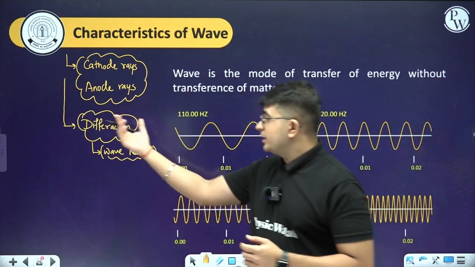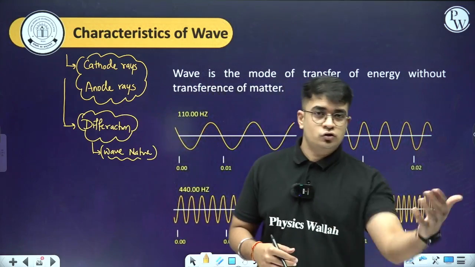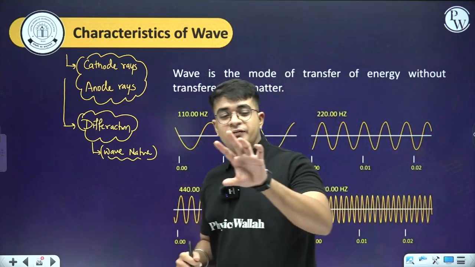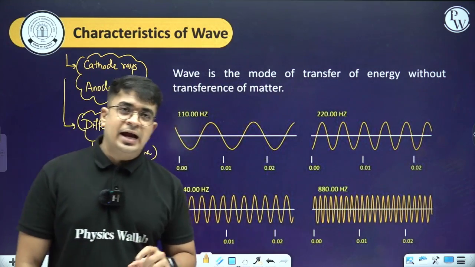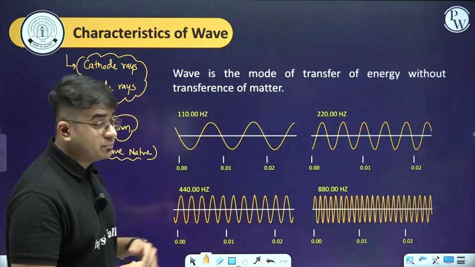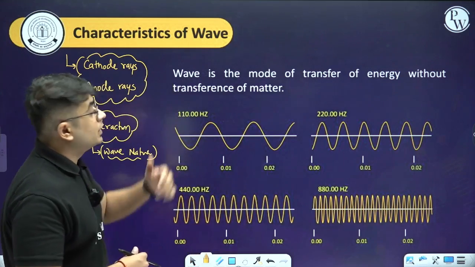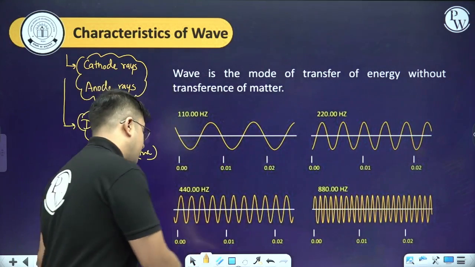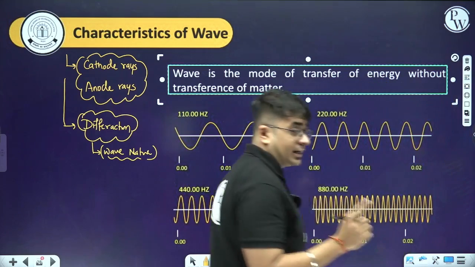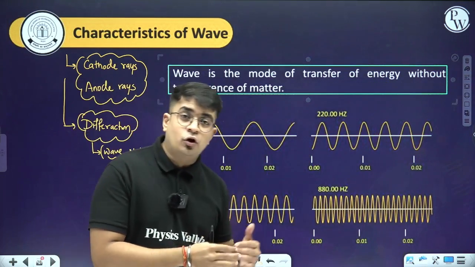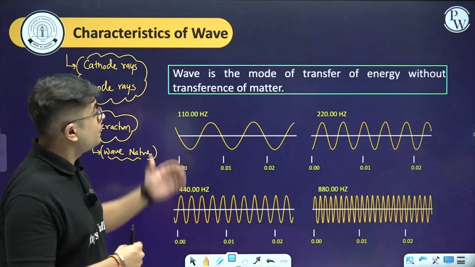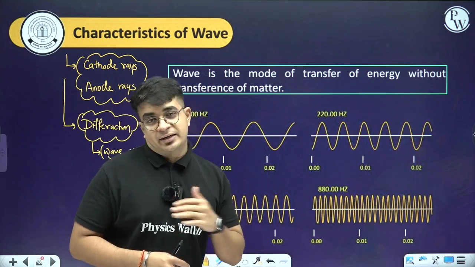So to understand the basic behavior of these cathode rays, anode rays, or electrons or protons, we need to focus more on the basic idea of a wave. That's why we need to understand the basic behavior of waves. Wave is a very simple term. It is nothing but the mode of transfer of energy without transference of matter. Always remember that the properties of a wave are entirely different from matter, because you are not exchanging matter, you are simply transferring energy. I hope this part is clear.